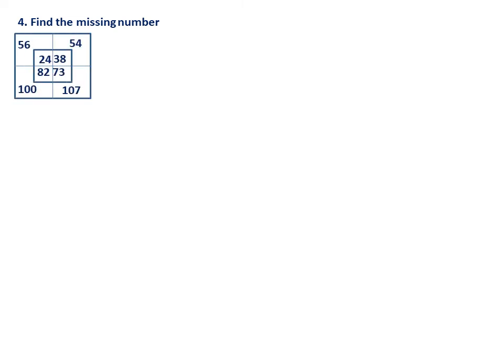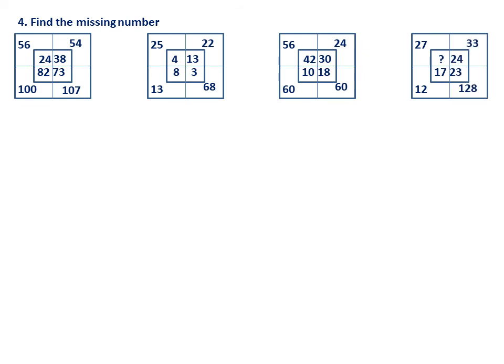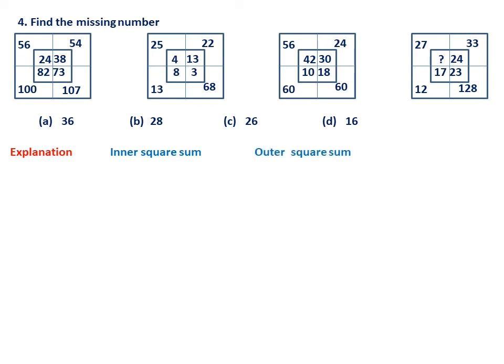Fourth one. Here also a square is given. Then of course there are 4 numbers inside this square, 4 numbers outer square. So this is the question. Options 36, 28, 26, 16. So explanation, let us see. Inner square, let us sum it. And outer square also sum it. This is the relation actually.